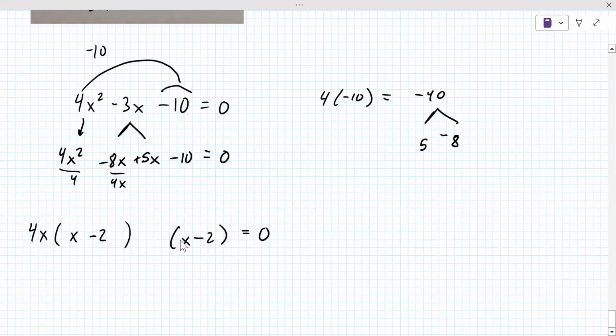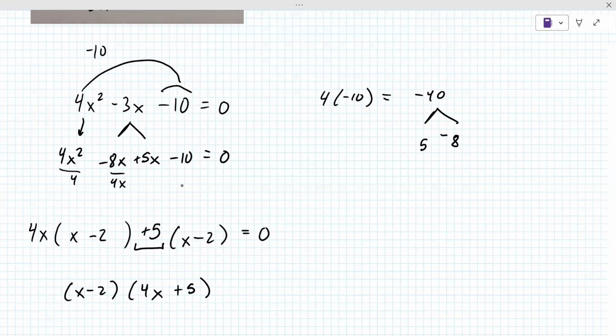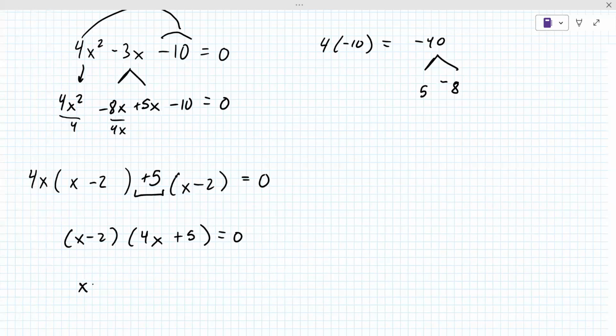Okay. And then the number that goes in here is such that when you multiply it in, you get back to the 5x minus 10. So if you look at the 2 here, 2 to 10 or negative 2 to negative 10 is 5. And then you factor out the x minus 2 from both, which leaves you 4x plus 5 equals 0. And then set each of these equal to 0.